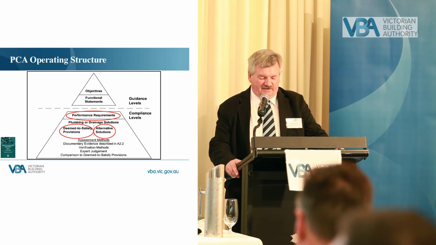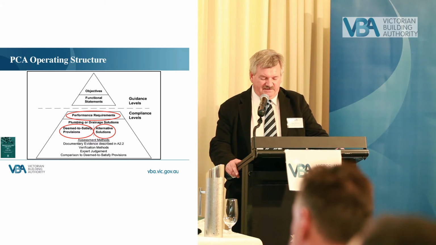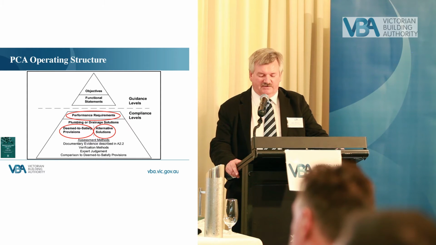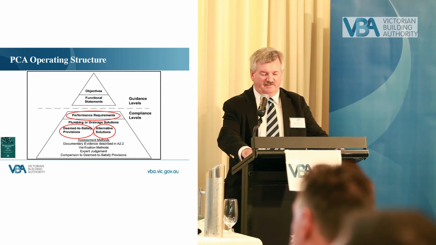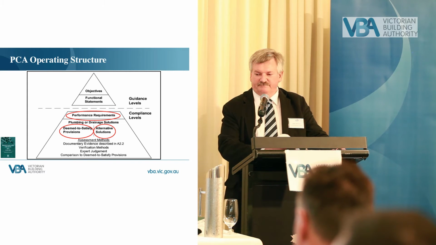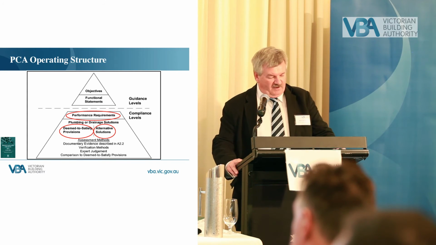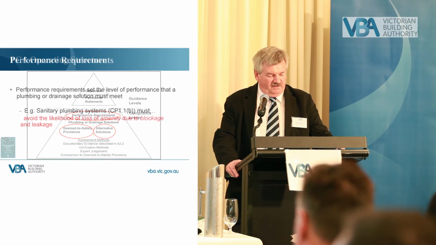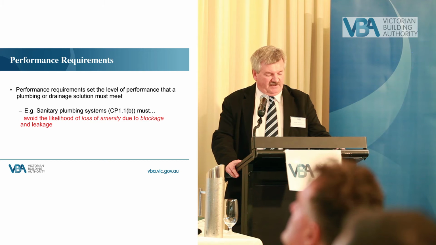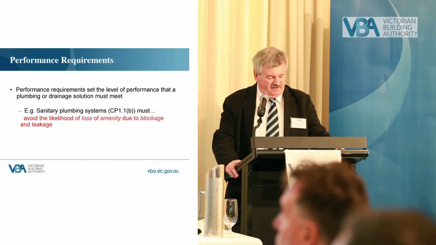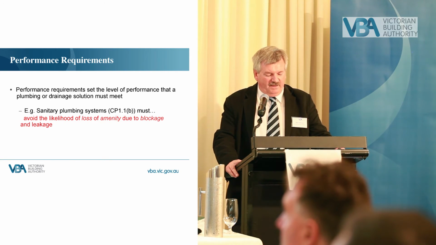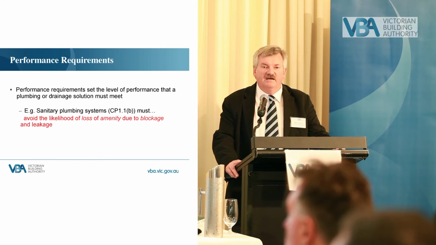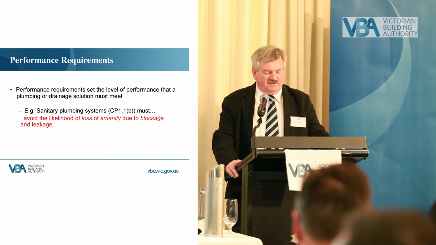At the base of the triangle are the assessment methods. These are the methods that can be used to show that an alternative solution meets the performance requirements of the PCA. Now, performance requirements. To give you an example of how a performance requirement might work, I've abbreviated the requirements of Part C, sanitary plumbing systems of the PCA. Under CP 1.1b, a sanitary plumbing system must be designed, constructed and installed in such a manner so as to avoid the likelihood of loss of amenity due to blockage and leakage.